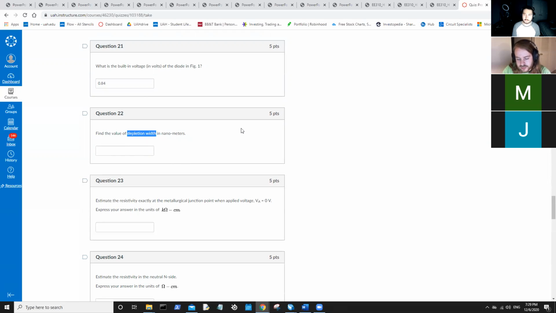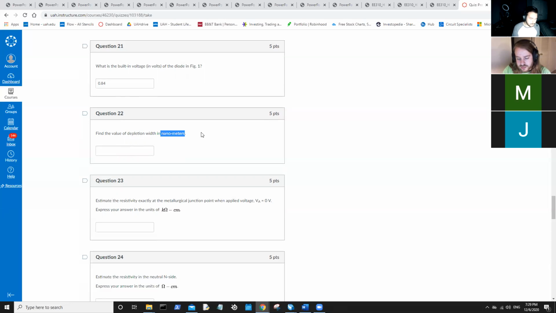It's not asking for the depletion width in one side or the other. And it's in nanometers here. So these types of questions are going to be tricky, because normally if it was just finding the depletion width and you didn't specify a unit, you would just plug and chug and be done with it.